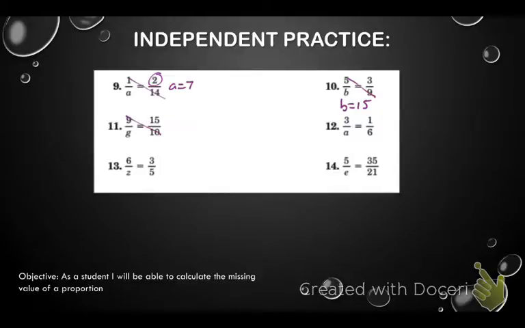9 times 10 is 90. And we're going to divide by 15. And it actually gives us 6. Hopefully you figured that one out. Next one. Woo. 3 times 6, that's 18. Divided by 1, the answer is 18. A equals 18. Whew. Next one.